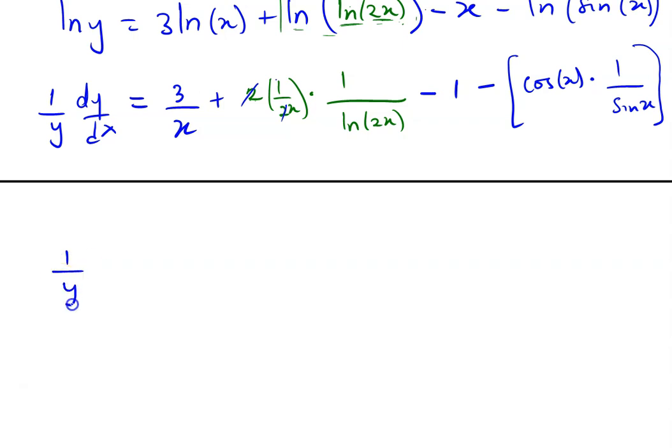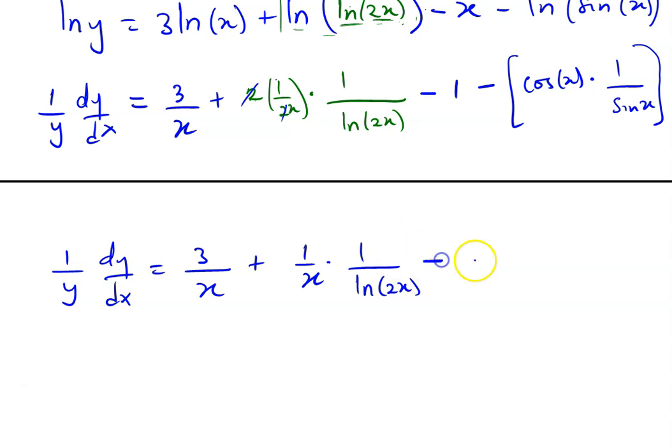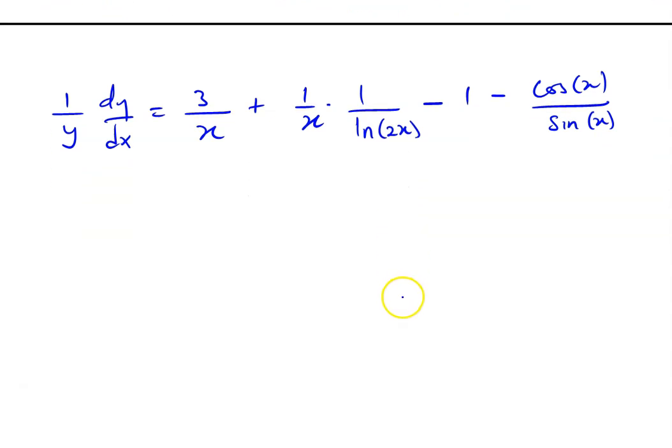1 over y dy on dx equals what? 3 on what? On x. Plus, we had 1 on x. Okay, so let's write it like 1 on x multiplied by what? 1 on what? On ln 2x. Very good. Yes. Minus 1, right? Minus cos x on what? On sine x. Very good.